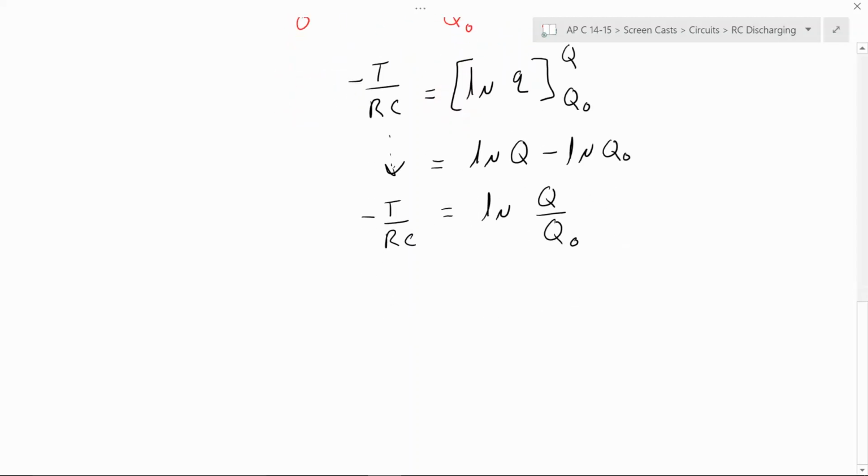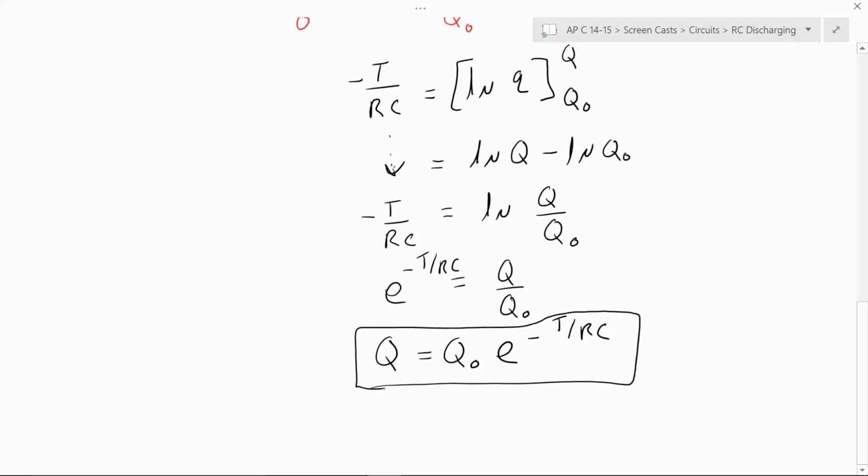So we need to break apart the log. The way we undo the log is by e-ing it, or exponentiating, or whatever math people call it. E to the minus t over RC equals q over q naught. Now we're really getting somewhere. So q at any time t is equal to q naught, the initial charge on the capacitor, times e to the minus t over RC. And that makes sense. At time 0, you have e to the minus 0, or e to the 0 is 1. The charge at time 0 is q naught, just like it's supposed to be. So we have the charge on the capacitor at any time.